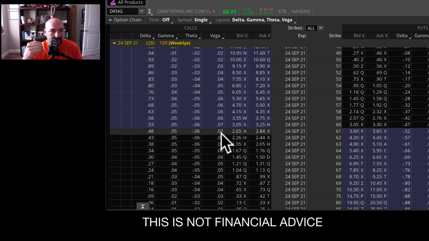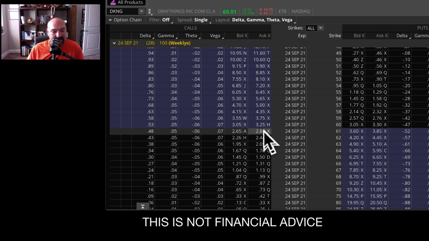If all of a sudden IV was to jump up to 54%, we can assume stock doesn't move. We can assume that the contract's going to go up 7 cents to $2.91. If it goes up 2%, let's say to 55%, we can assume that the contract is going to go up 14 cents, 0.07 times 2, which would put it at about 2.98. Okay, so that's how it works.